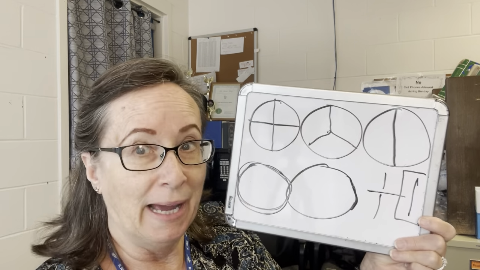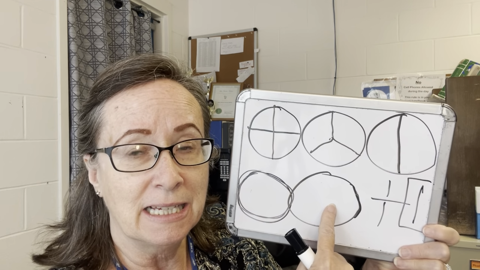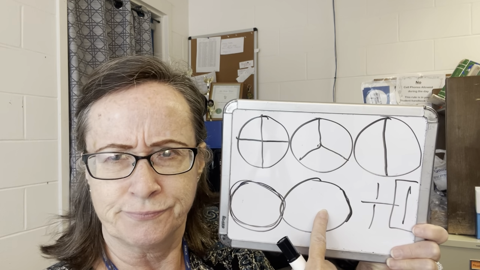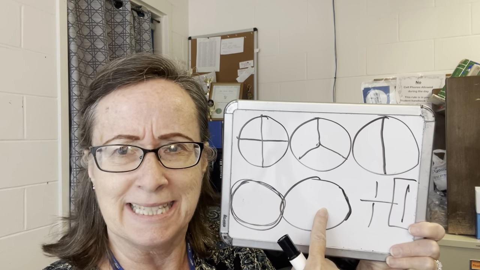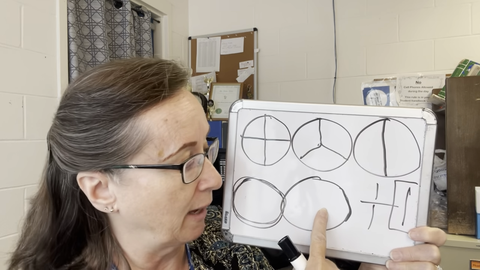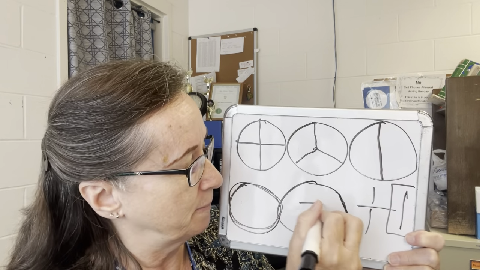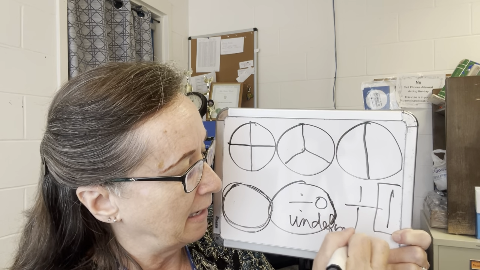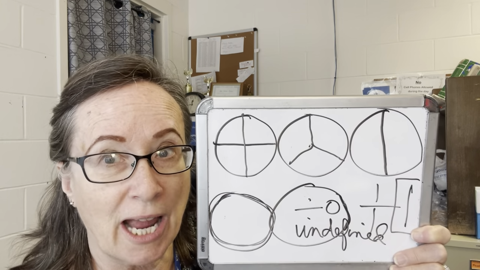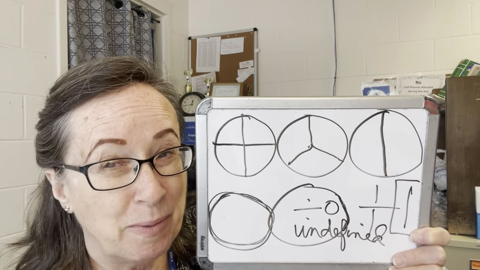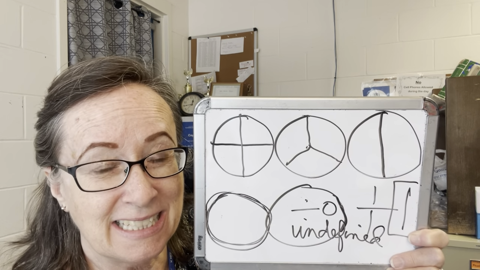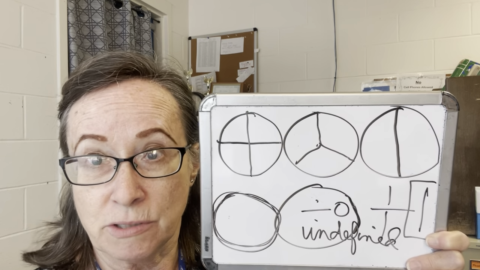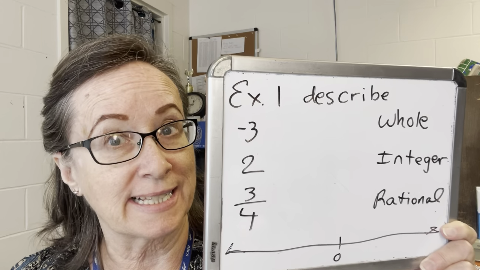But what if I say I want to divide a pizza among 0 people? Does that even make any sense at all? It doesn't. So division by 0 is undefined. And we want to make sure that we never ever divide by 0 because it is not defined in the concept of division. Therefore, don't do it. Just don't do it. Okay, so here's our first example.